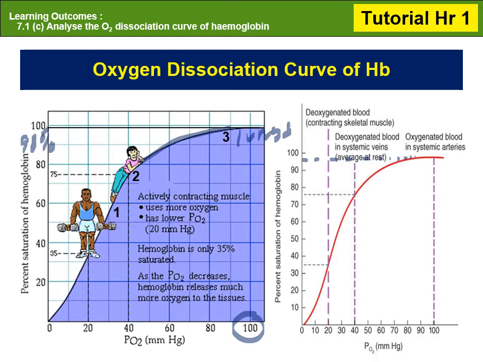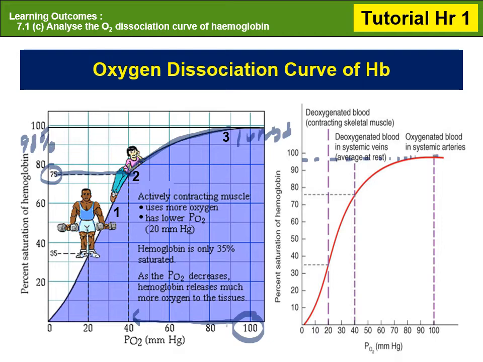Okay, they move towards the tissue. So the partial pressure of oxygen dia akan drop from 100 to 40 mmHg. So during resting condition, hemoglobin has lower affinity for oxygen and releases some of its oxygen to the tissues. But it still has 75%. Bila kita tarik kat sini dia ada 75% saturation of hemoglobin dengan oxygen.